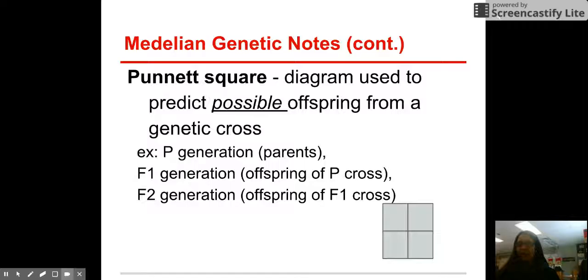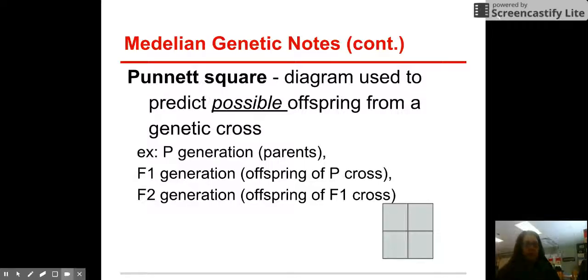I'm going to start showing you how we show how traits are passed down from parents to offspring. This might end up taking 2 videos, so we'll have to see. This might end up being video 2A, but for your title, you guys can just call this right now. Let's call it video 2, Intro to Punnett Squares / Complete Dominance. So let's start with what a Punnett square is.